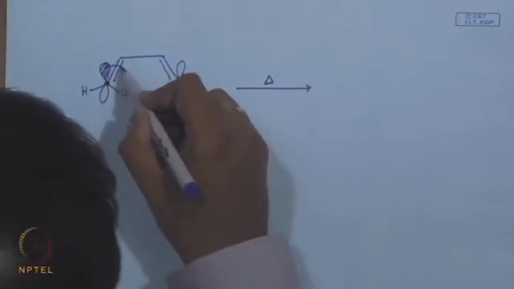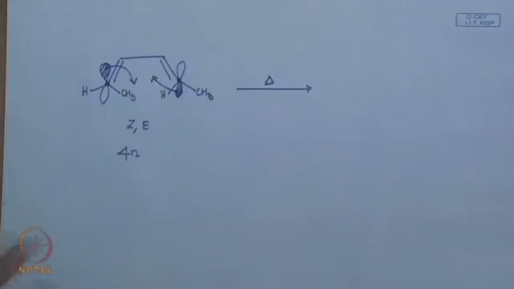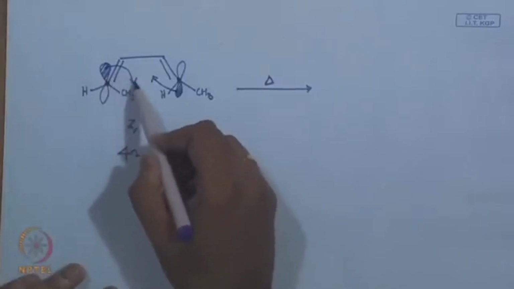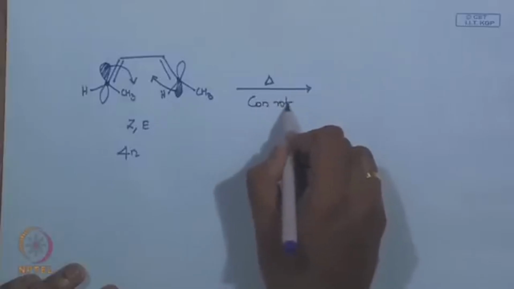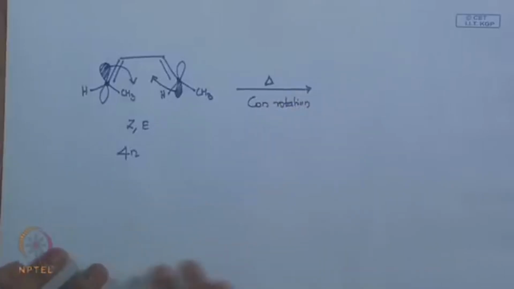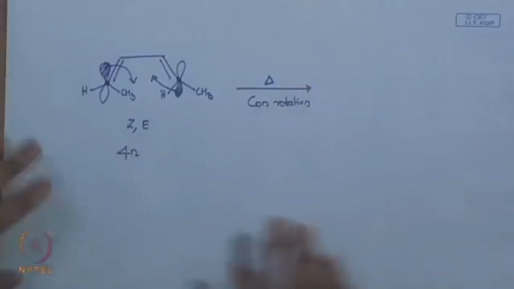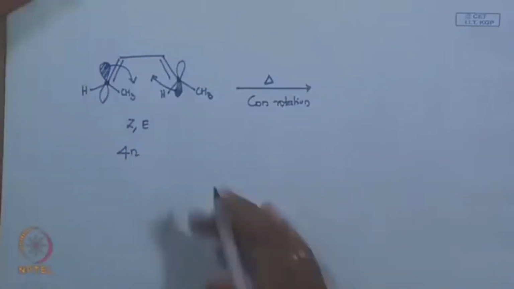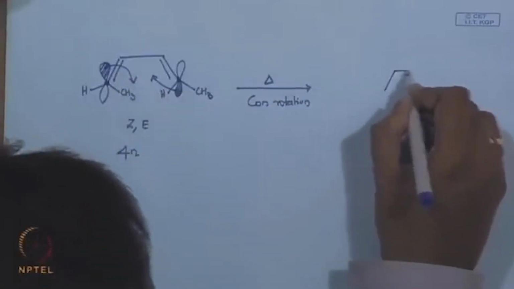So I can move this guy up, because I want to make a bonding. And what rotation is that? One is clockwise, another is also clockwise, it is a con rotation. So it goes nicely with your Woodward-Hoffmann rule. So, 4n system heating conrotation, it is allowed. So the reaction goes nicely. Now, just I have moved this, so I have to draw it.